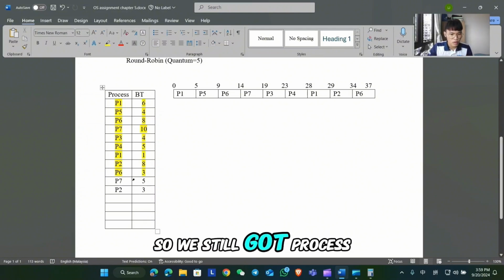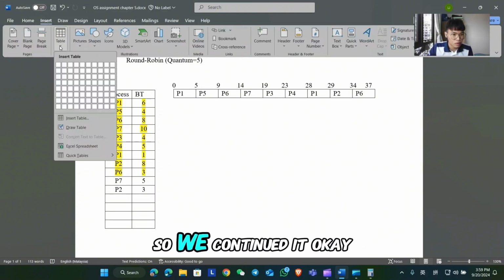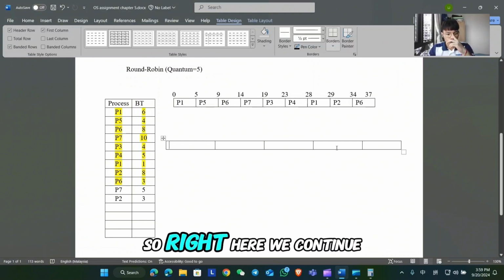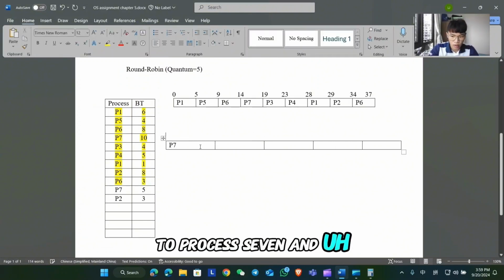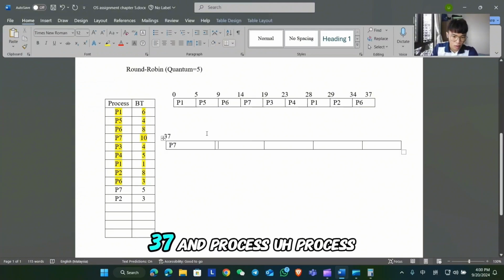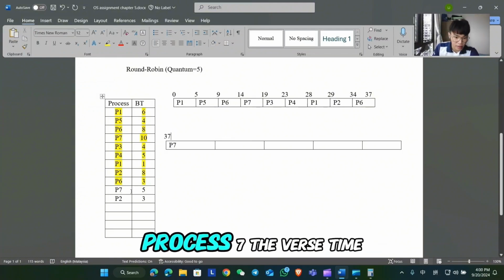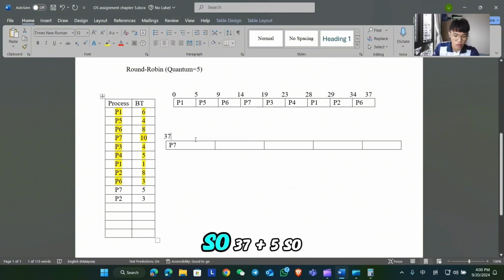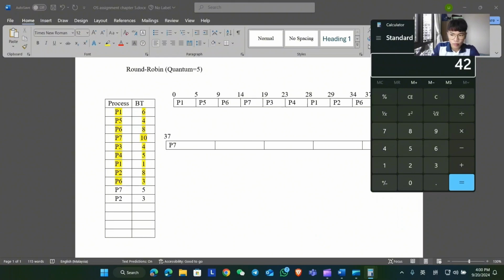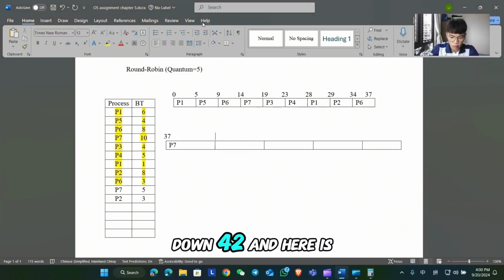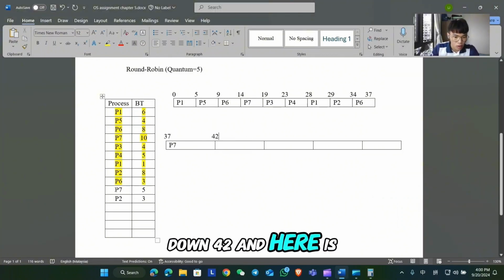So we still have process 7 and process 2. We continue to process 7, and here is 37. For process 7, the burst time is 5. So 37 plus 5 is equal to 42. So right here we write down 42, and process 7 has been done already.